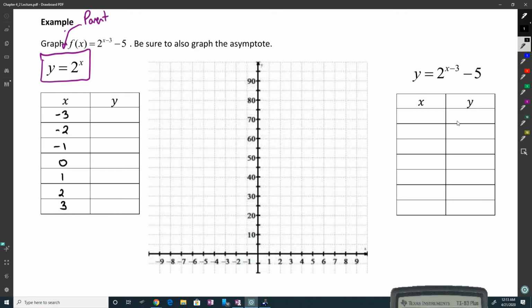So negative 3, well, let's start at 0. 2 to the 0 is 1. 2 to the 1 is 2. 2 squared is 4. 2 cubed is 8. 2 to the negative 1 is 1/2. 1/4. 1/8.